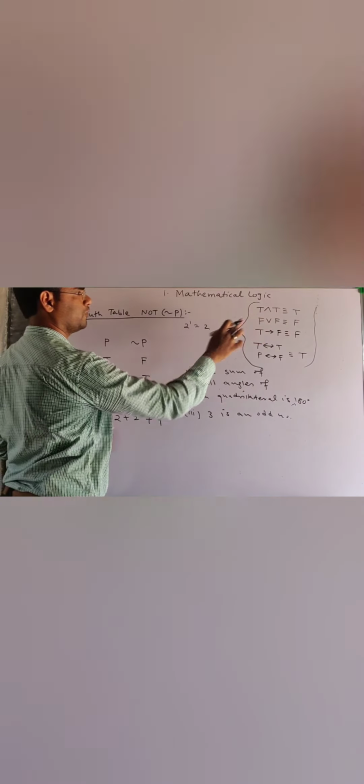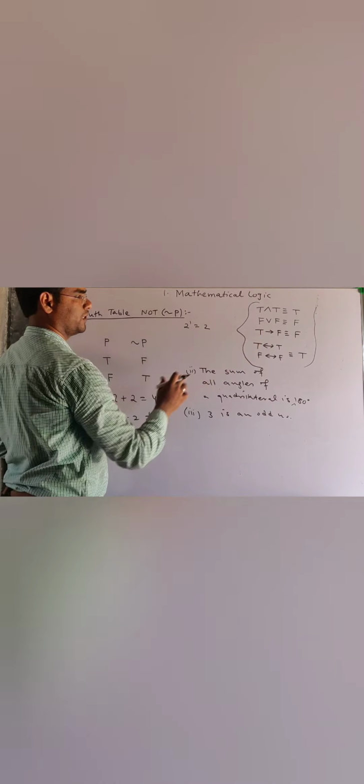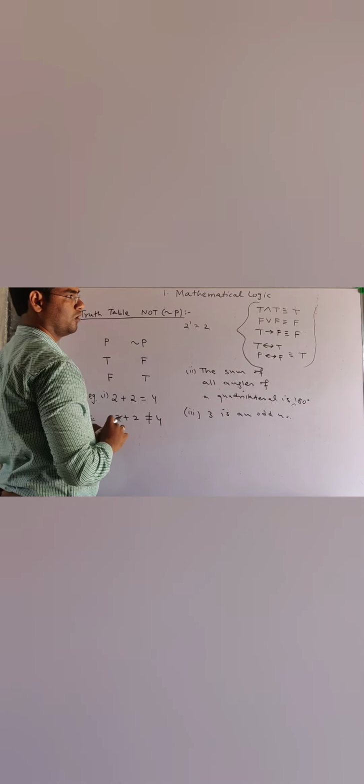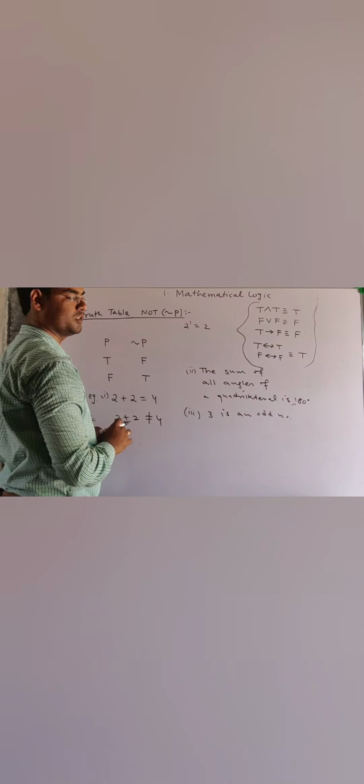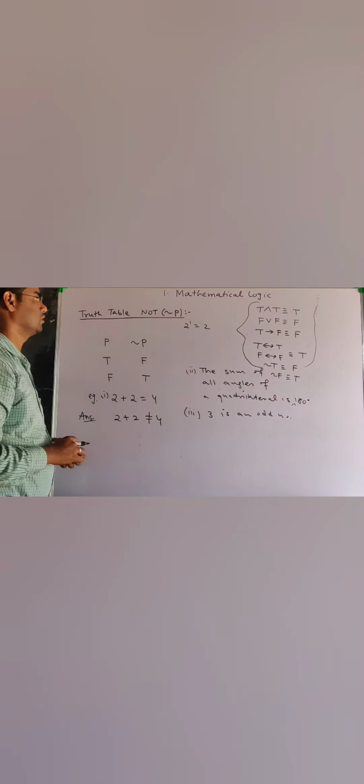For AND, true is true. For OR, false is false. For implication, true false is false. And for double implication, if both the values are true or both false, then only the resultant statement is true. And for negation, the negation of true is false and that of false is true. So with this you have completed the topic of truth tables.